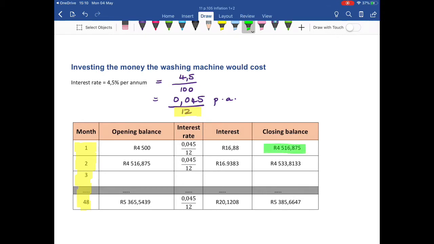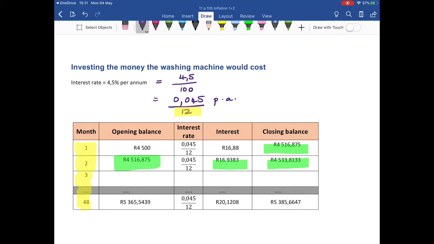Now remember what we said, that the closing balance becomes the following month's opening balance. So then you're going to take the 4,516 multiplied by the interest rate, and the interest for this month is slightly more. You'll get 16 Rand 93.83, which will give you that total.